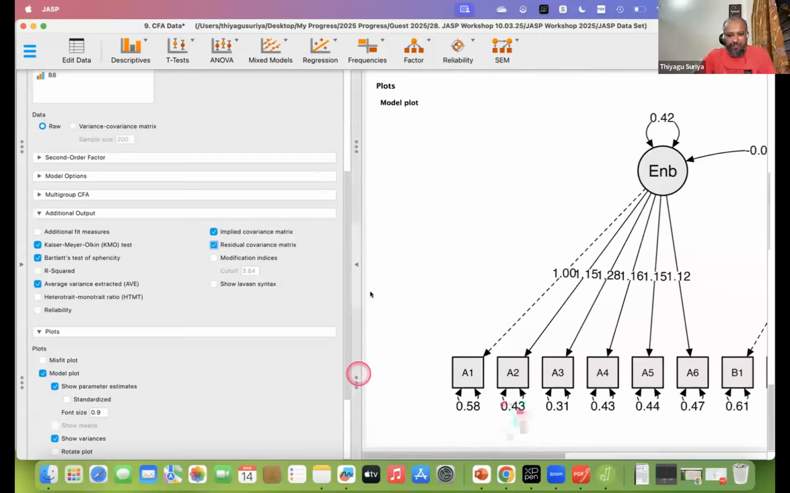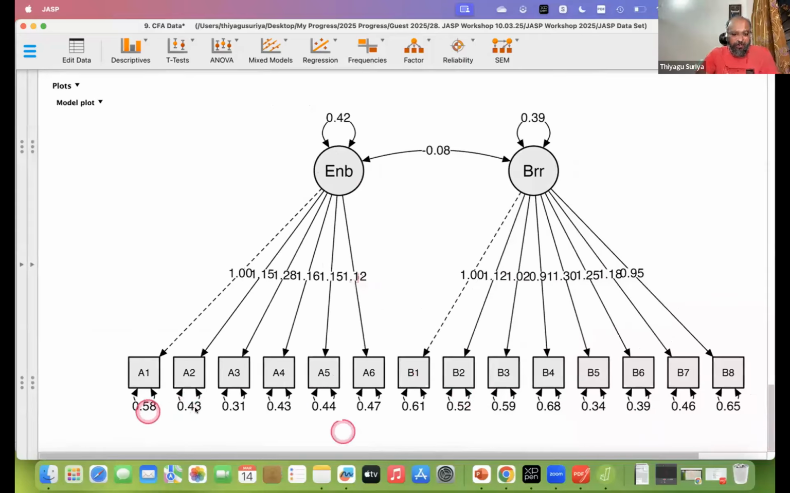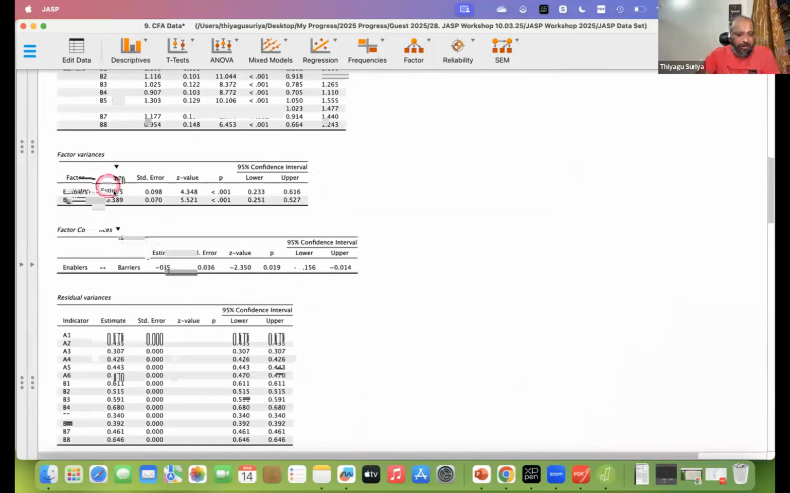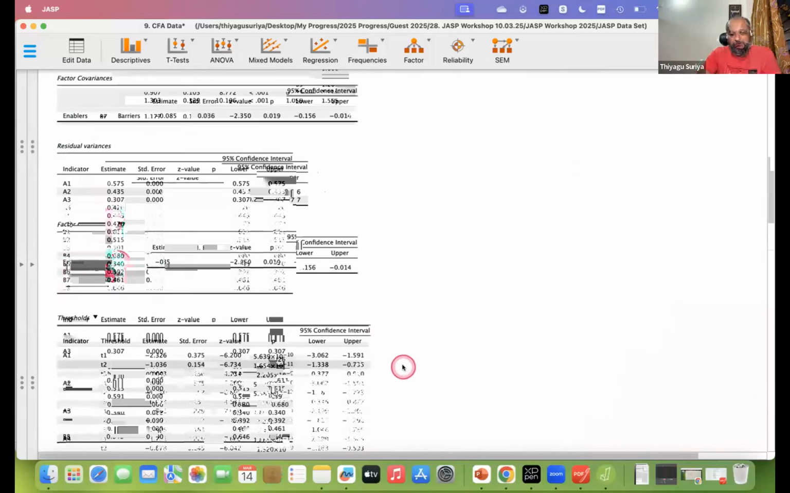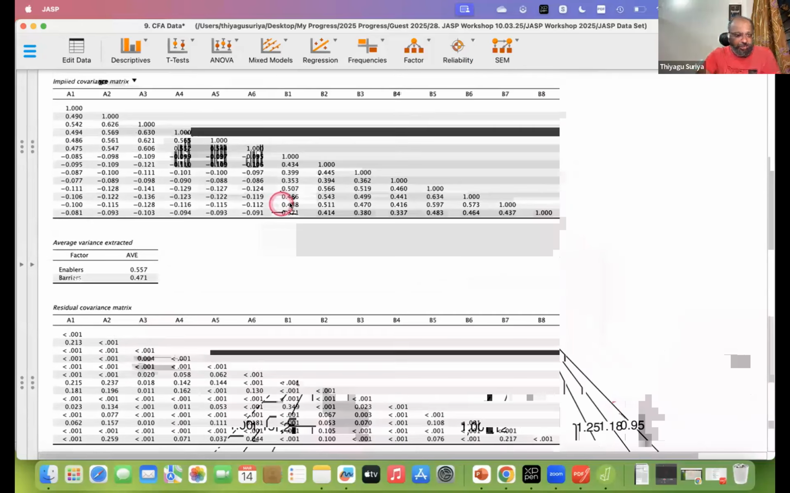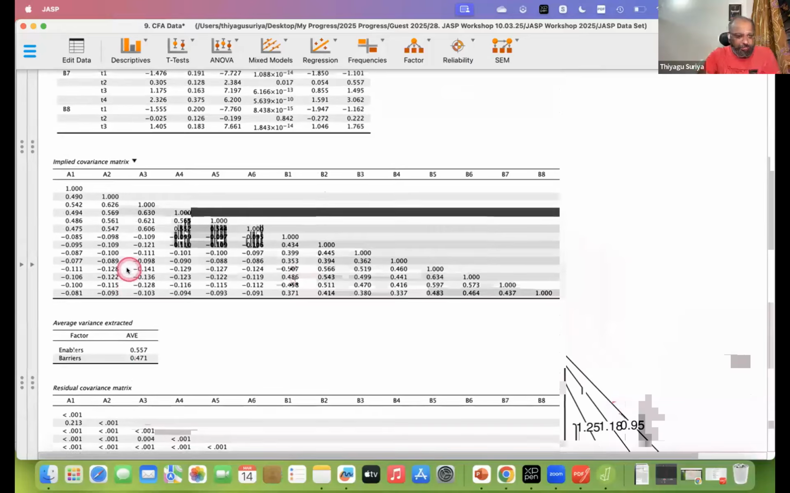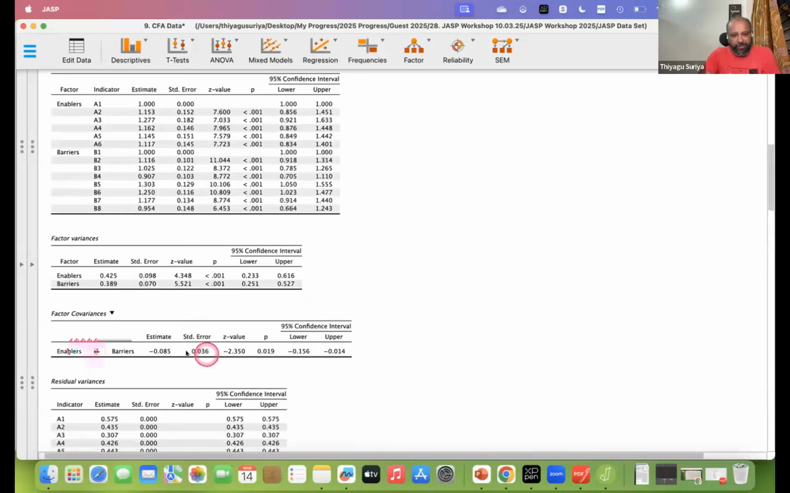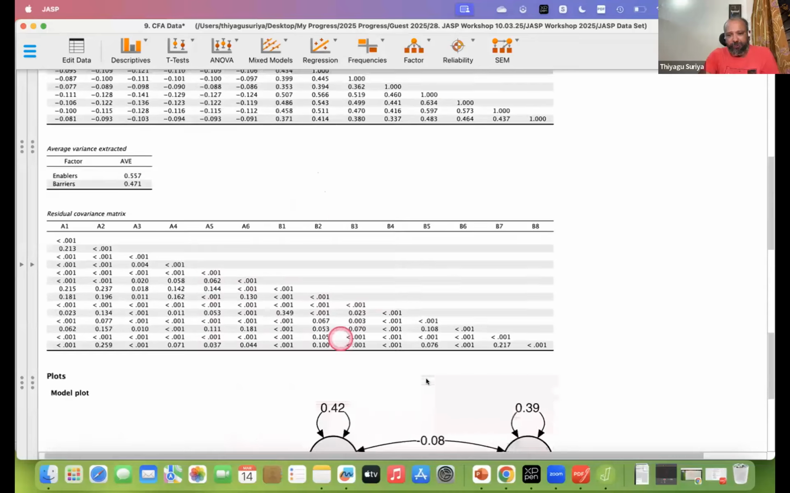Are you able to see this? This score is nothing but the residual. 0.58, 0.47, 0.31. Where is the 0.31? This one. This is the residual variance table. Now in the case of B3, 0.591, you can see it in the graph, 0.591. Hope you are getting this. What is this one? 0.81. This is a relationship between enabler and barriers. Kindly find the relation between the barriers and enabler. We have the covariance. What is the score? Estimate 0.8. Are you able to see the score?